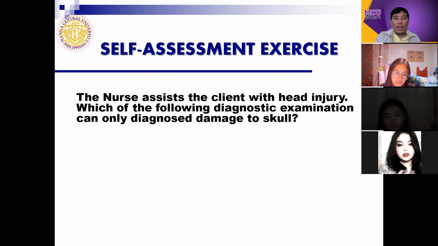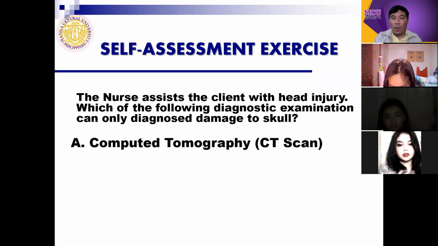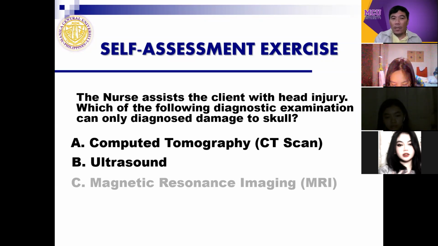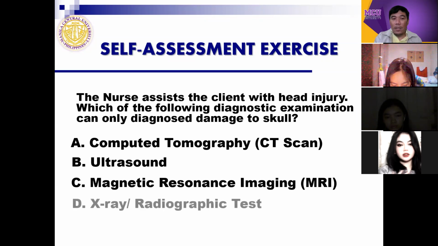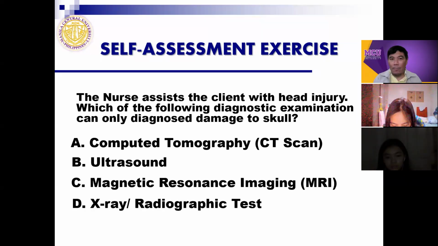Next question. The nurse assists the client with head injury. Which of the following diagnostic examinations can only diagnose damage to the skull? So probably you may have an answer here which I have not mentioned, but this question will facilitate analytical and critical thinking. Can we have computed tomography or CT scan? Can we have ultrasound? Can we have magnetic resonance imaging? Or can we have X-ray or radiographic test?